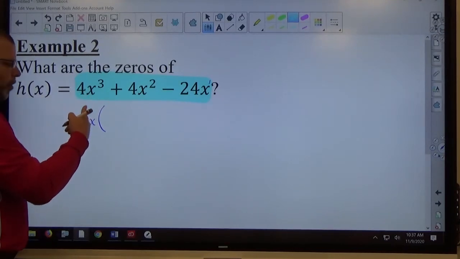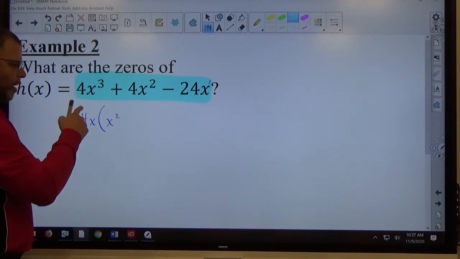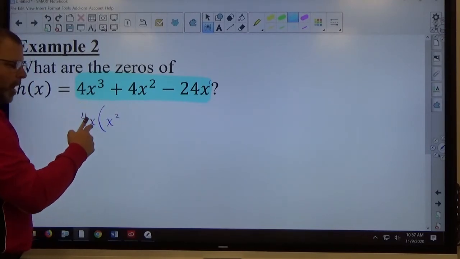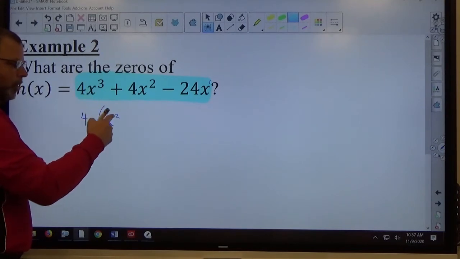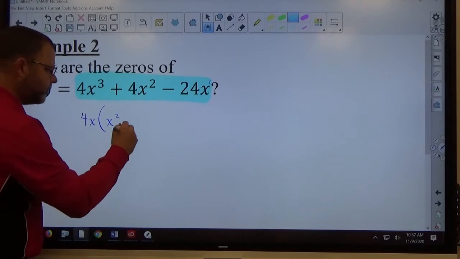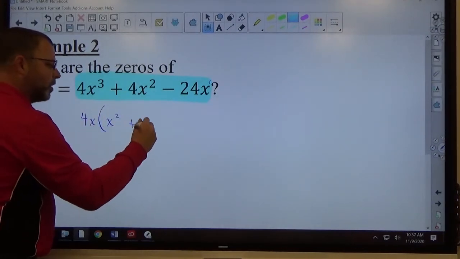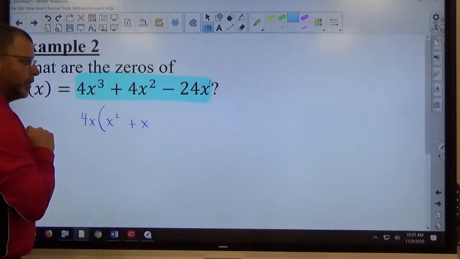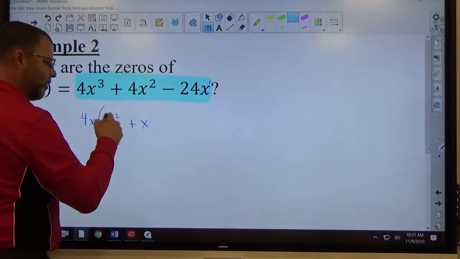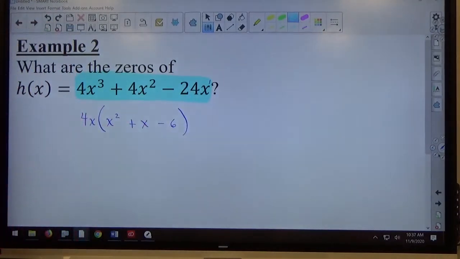So 4x cubed divided by 4x to the first makes x squared. 4 divided by 4 makes 1. x cubed divided by x, subtract the powers, 3 minus 1 is 2. Do not write the 1 if not necessary. I don't like to write the 1. 4 divided by 4 is 1. x squared divided by x makes x to the first power. 2 minus 1 makes 1. And then negative 24 divided by 4 is negative 6. x divided by x cancels. So we have 4x times x squared plus x minus 6.